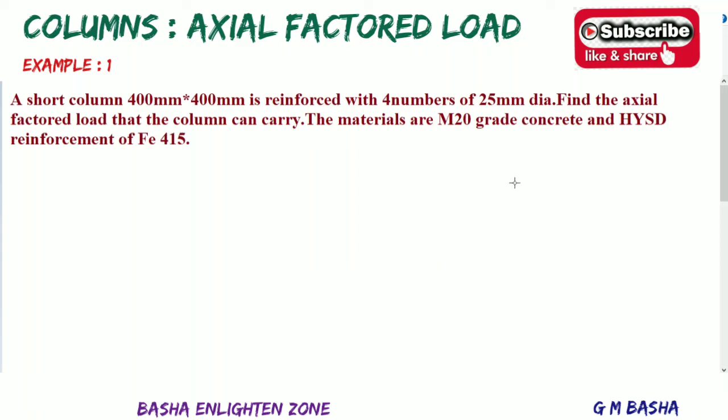In this lecture, I would like to solve some simple examples based on the previous concept formula. See here, what is given in the example: a short column 400 mm by 400 mm. So take down the given data. Both dimensions are the same, so that is a square column.